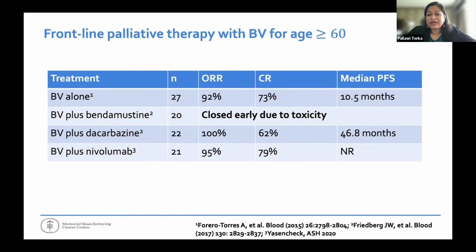BV-Benda was not a good idea in older adults. BV-dacarbazine, again, it worked, but it was just not enough to provide a cure. And BV-Nivo is a good option. It is an option for older adults, but the PFS is not mature. We don't have enough survival data to say that it is a curative regimen.